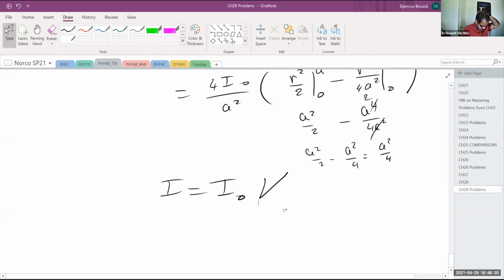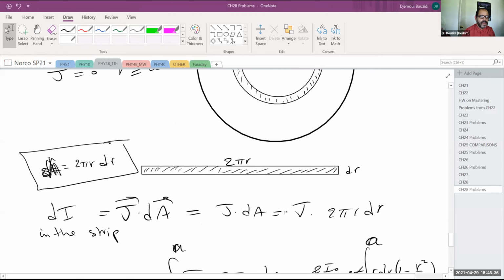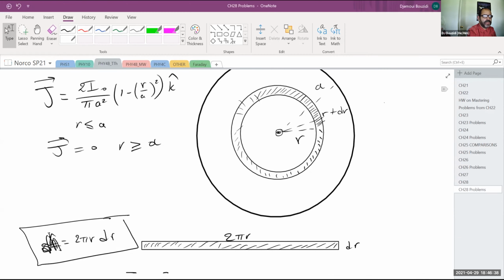Part B, using Ampere's law, derive an expression for the magnetic field in a region greater than a. So what would be the magnetic field in this point, B in here? First of all, the magnetic field is coming out of the screen. So the magnetic field will be pointing upward in here. It's going to be a vector in this point pointing up.